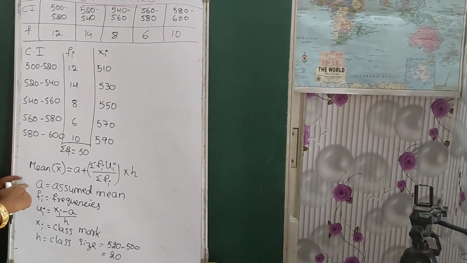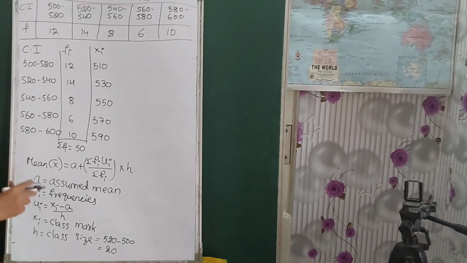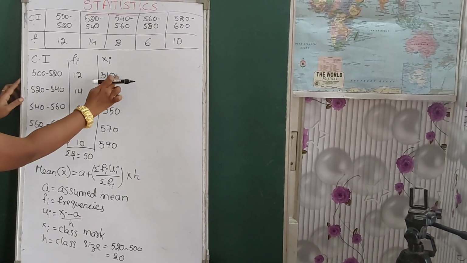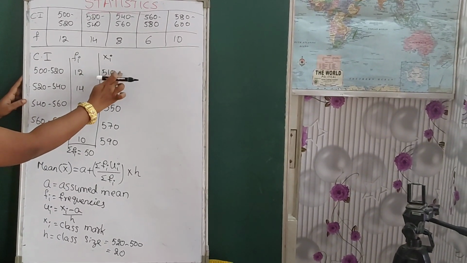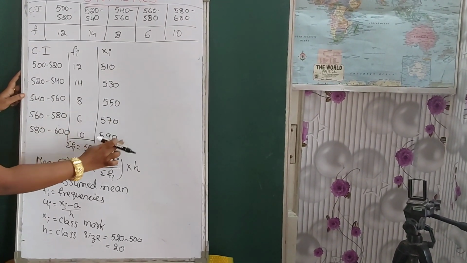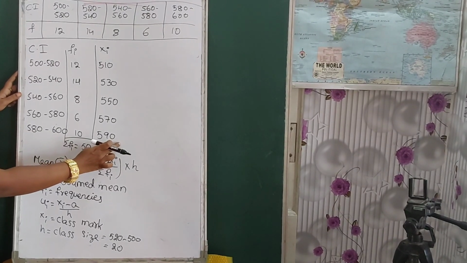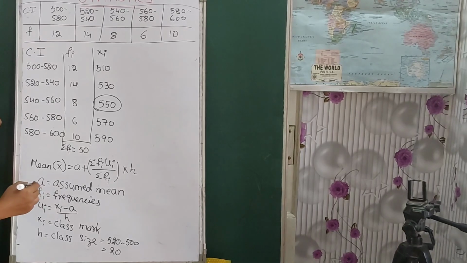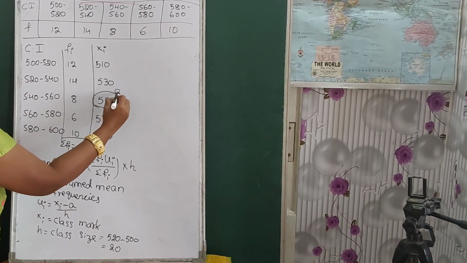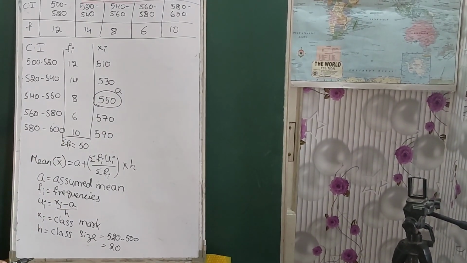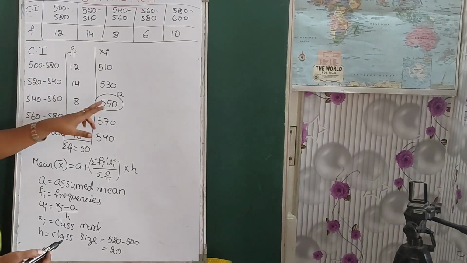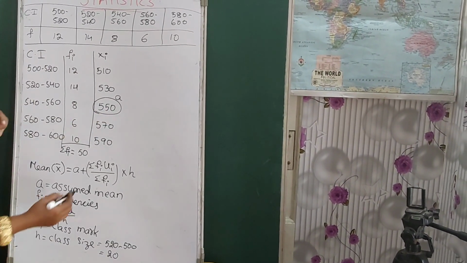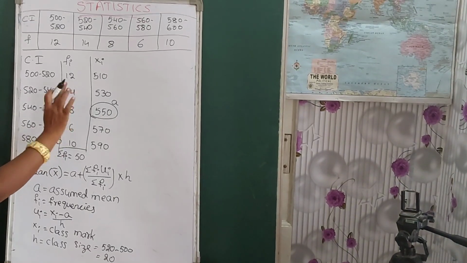A is nothing but the assumed mean. How to take this assumed mean? Calculate how many observations I have. 1, 2, 3, 4 and 5 observations they have given me. Take the middle observation as A, the assumed mean. It is your wish, you can take any, but if you take the middle one, it will be easy for calculating. So always try to take the middle one.